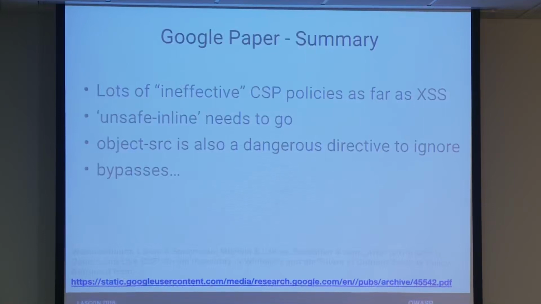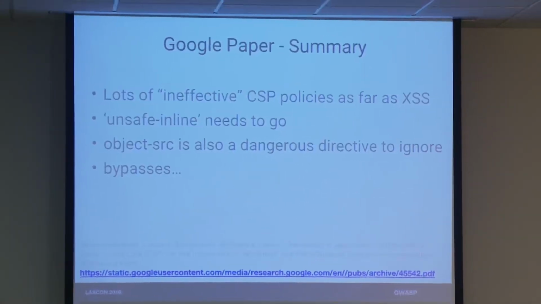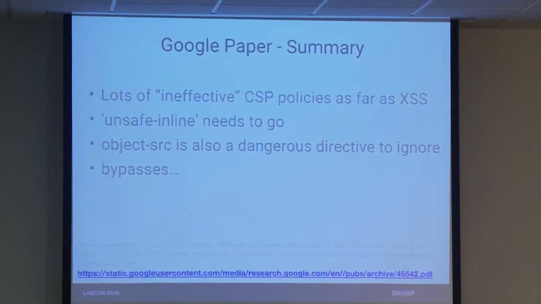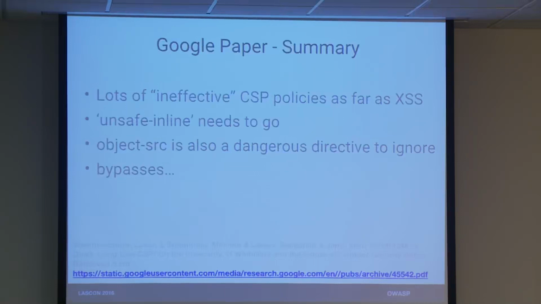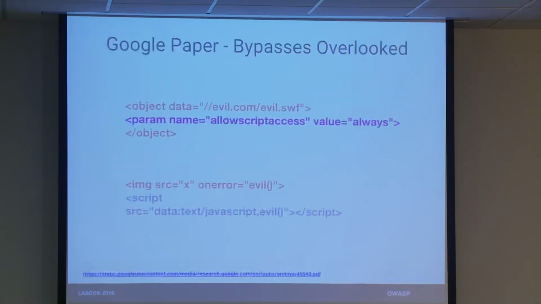They also noticed a lack of object source. So it's a lack of knowing the bypasses that are available too. So if there's no object source defined, then any object source is allowed, as we said earlier. And so they show a couple of bypasses here where you can do things with the data, if data is allowed or if object source is allowed, things you can do to get around the script source.